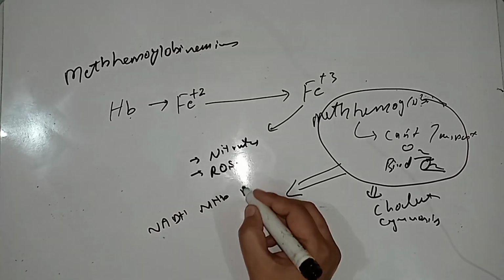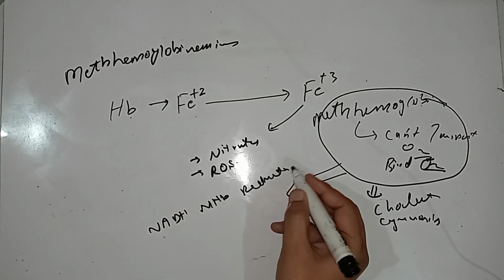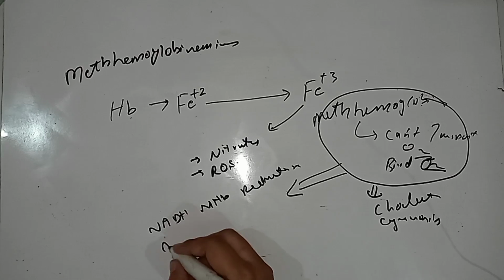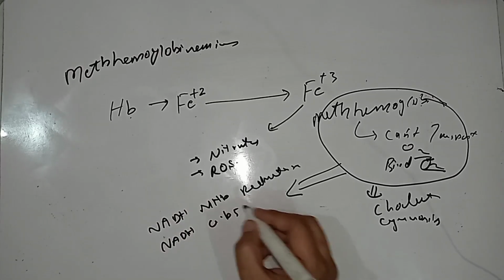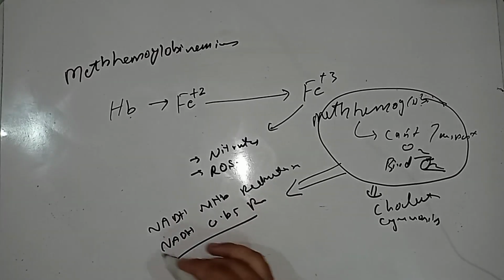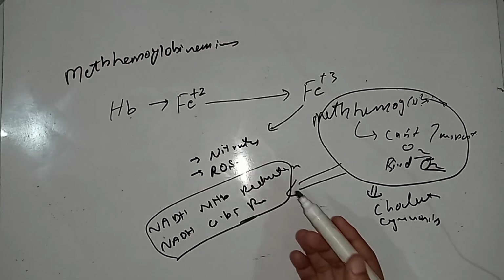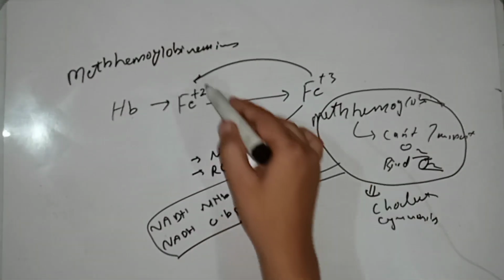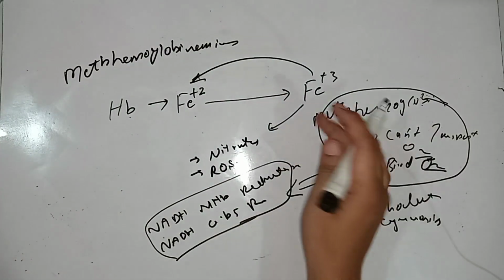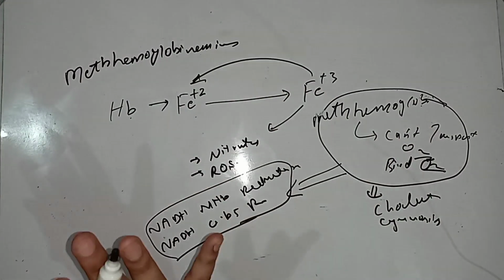To tackle this risk physiologically, there is an enzyme in the body called NADH methemoglobin reductase, also known as NADH cytochrome B5 reductase. So what does this enzyme do? It naturally or physiologically reduces the Fe3 positive back to Fe2 positive. So it physiologically reduces methemoglobin back to normal hemoglobin.